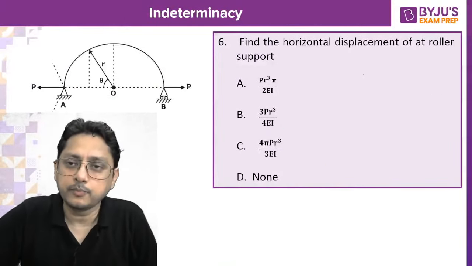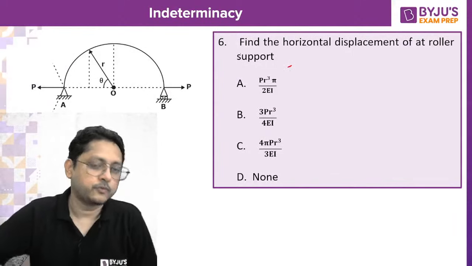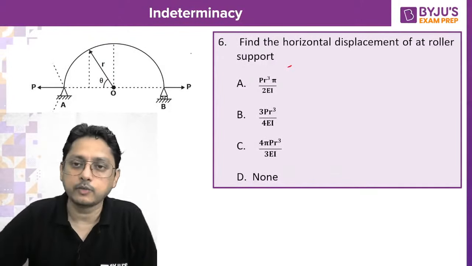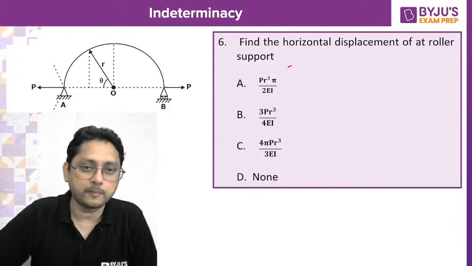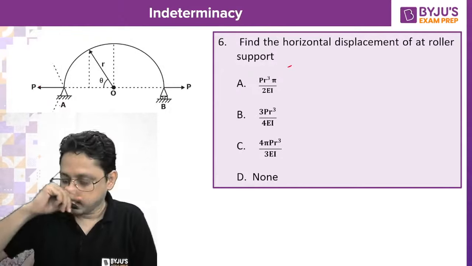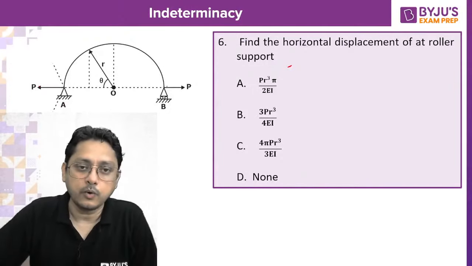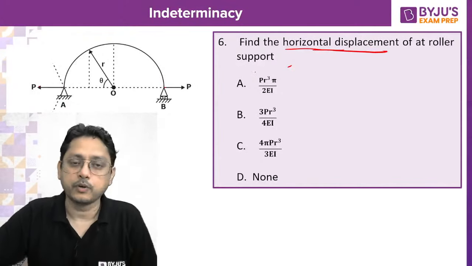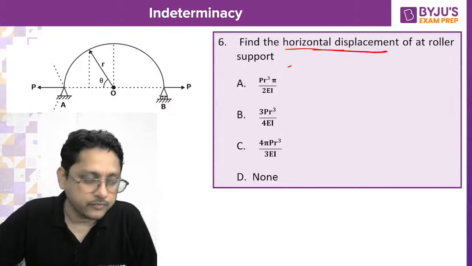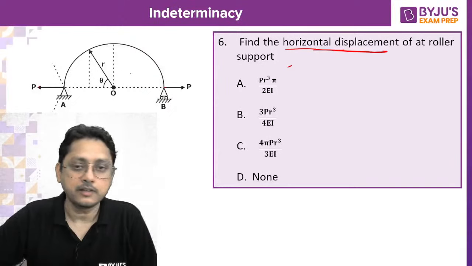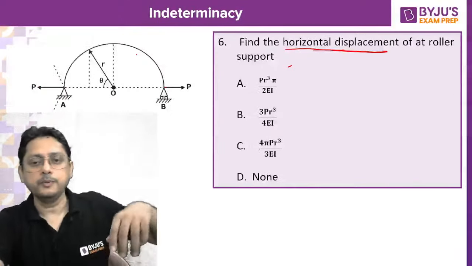Now find the horizontal displacement at the roller support. For this semicircular arch, what will be the horizontal displacement at the roller support? Once again, if you are applying the force P here, you will get the reaction P at this location. Now what will be the horizontal displacement? You can apply Castigliano once again to get the horizontal displacement. Calculate first of all the strain energy, right? What will be your strain energy here?